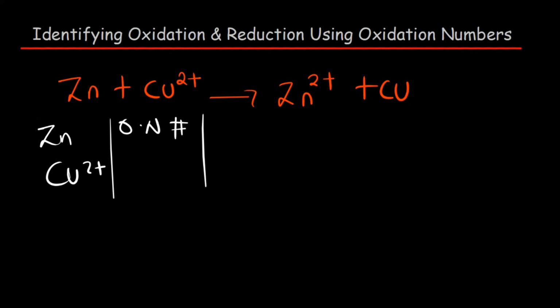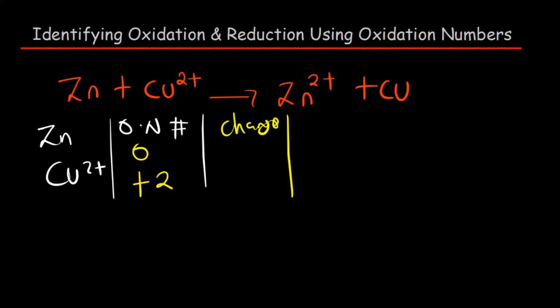The oxidation number for zinc, in this case, it is just a normal metal. We said for metals it's just going to be a 0. We come to copper. Copper already has a charge there of 2 plus, so its oxidation number will be plus 2. Then let's talk about the change in oxidation number.